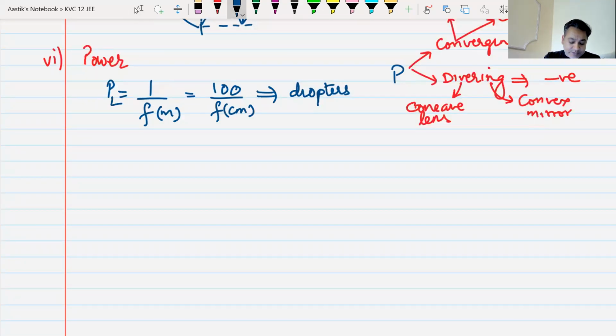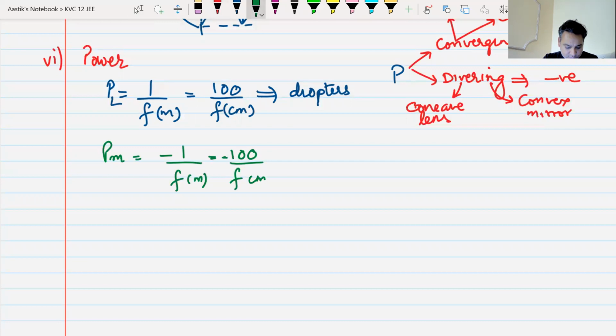This you can write as PL, L standing for lens, power of the lens. You can write this as PM, M standing for mirror, minus 1 by f, or minus 100 by f. Power of a lens, power of a mirror. You can write it now. I'll give you 2 minutes to write this, then we'll move on.